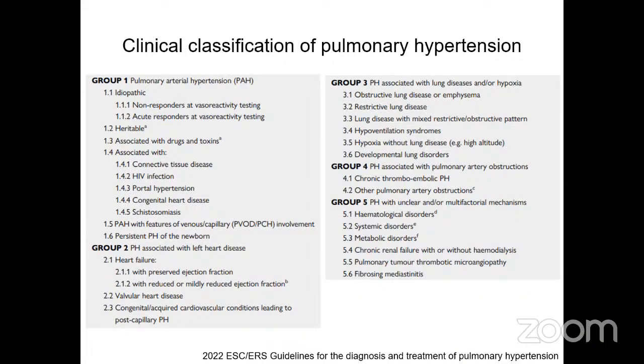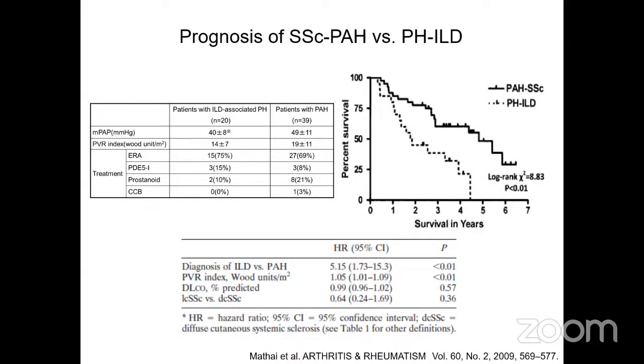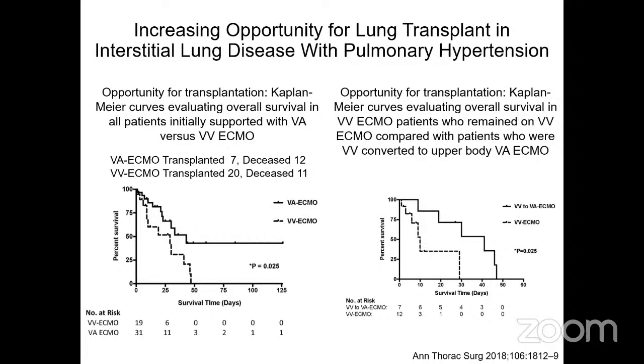Finally, I would like to talk a little bit about Group 3 PH. This slide shows the prognosis of SSc-PAH and ILD-PH. ILD-PH has a worse prognosis than SSc-PAH, and the presence of ILD itself is a much stronger prognostic factor than pulmonary vascular resistance. As you can see from the previous slide, Group 3 PH has a particularly poor prognosis, and how to survive the waiting period for transplantation is a major issue.